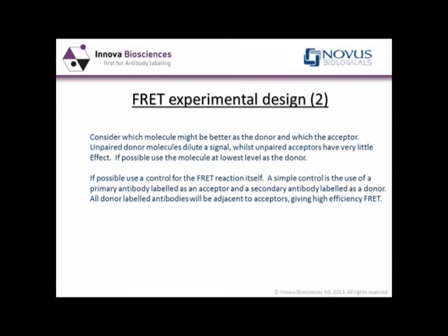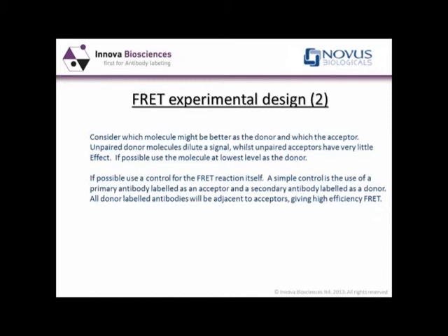Consider which of the molecules might be better as the donor and which as the acceptor. Unpaired donor molecules have the effect of diluting a signal, whilst unpaired acceptors have very little effect. Therefore, if you have a choice, use the molecule at the lowest level as the donor.